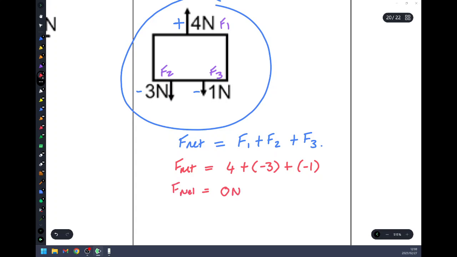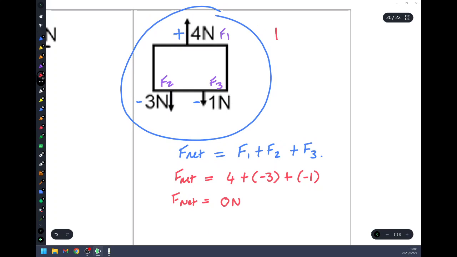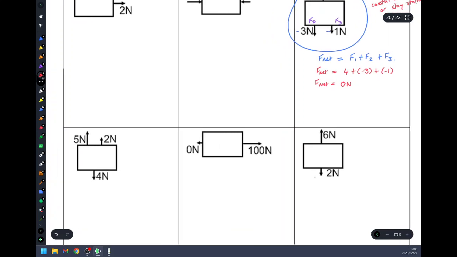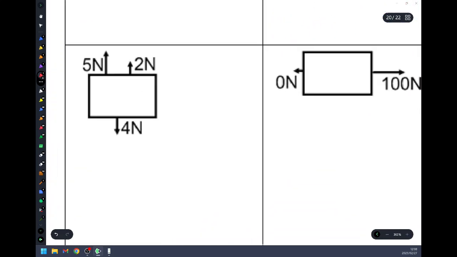So that means that all these forces here are balanced, and the object is either going to move at constant velocity or stay stationary, or standing still.